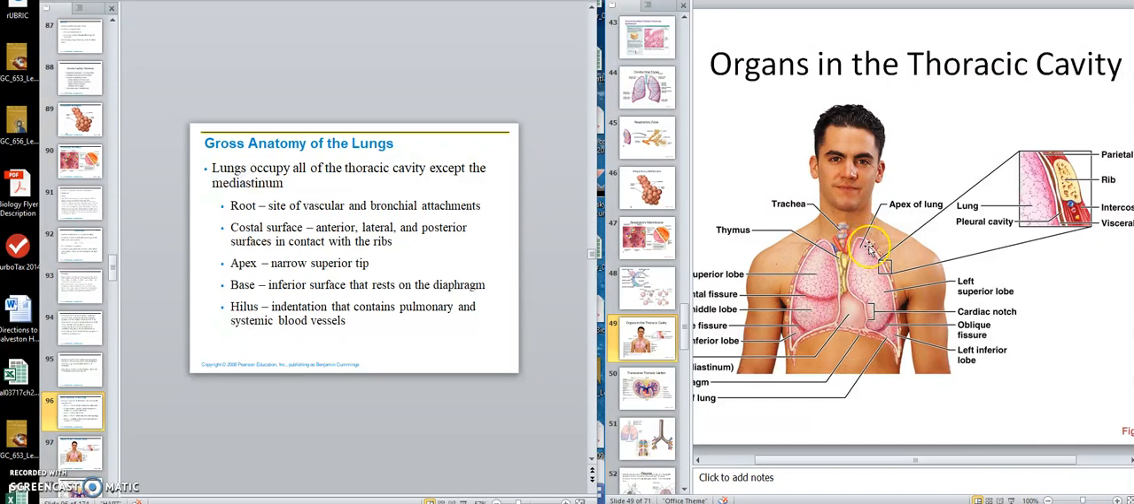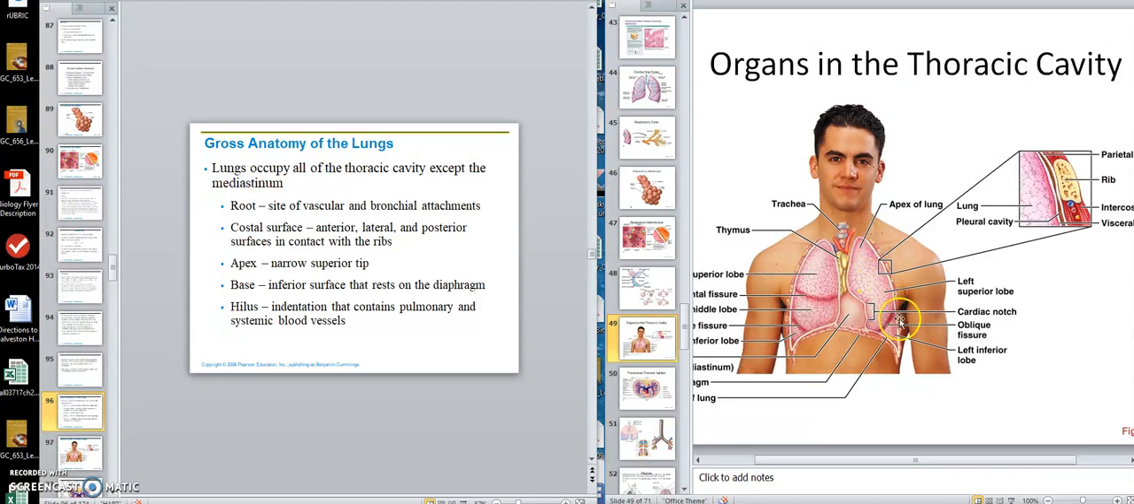Okay, this tip is the apex. This is the base right down here, the base of the lung. Superior lobe, middle lobe, inferior lobe. These here are called the fissures, between the lobes. Okay? Right here.